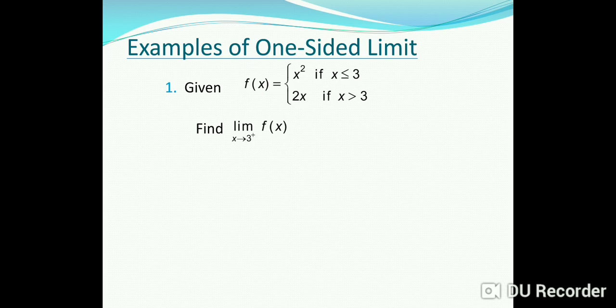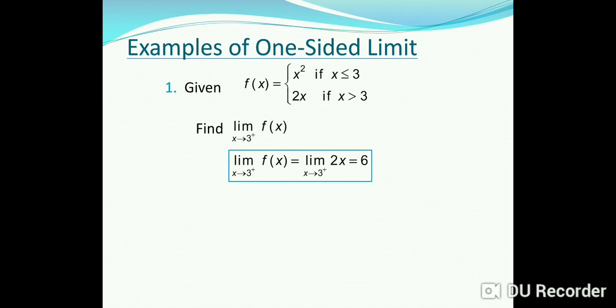Now we will see examples of one-sided limit. First example, given f(x) is equal to x squared if x is less than or equal to 3, and f(x) is equal to 2x if x is greater than 3. Now we will find the right hand limit as limit of f(x) as x tends to 3 plus, that is equal to limit of 2x as x tends to 3 plus.